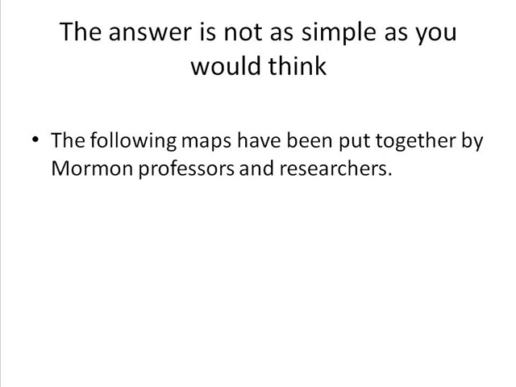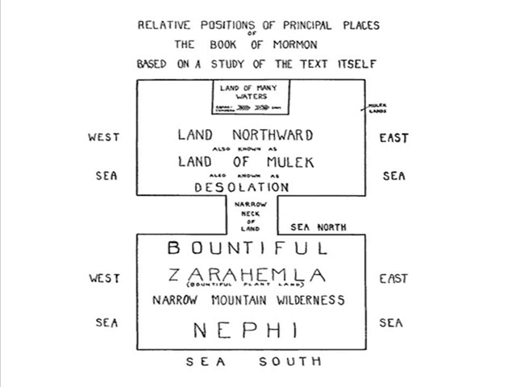The answer is not as simple as you would think. The following maps have been put together by Mormon professors and researchers. Here is our first map. Notice that this doesn't look like anything found in the Americas. It has no relation to any physical place whatsoever. It just has relative positions and places of the Book of Mormon. So, I guess relative to each other, there's Desolation, there's Bountiful, there's Zarahemla, there's Nephi.